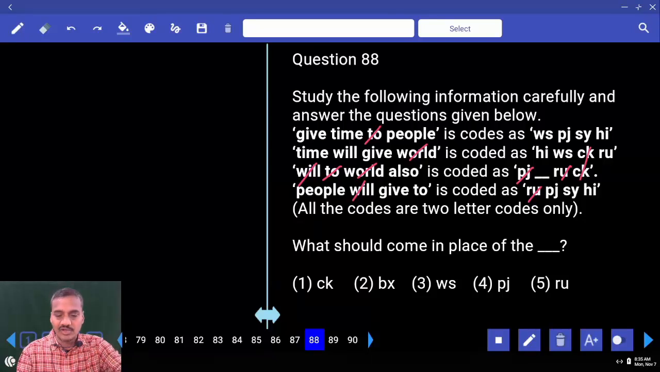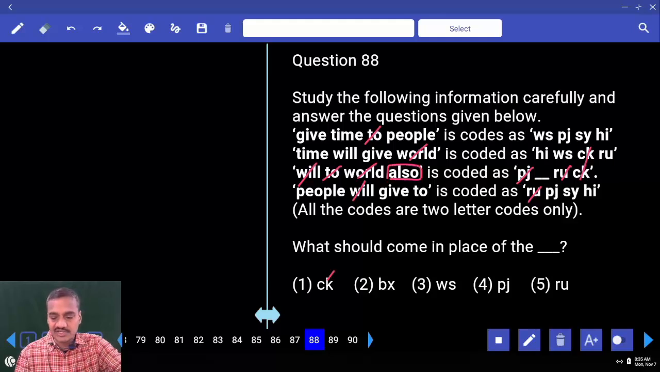And a different code for also. Only also is left here, and it is not common with anything else. Hence for this also we need to have a different code. CK cannot be the code. BX, is there a chance? Yes, BX can be the code. WS is here, so it cannot be there. And PJ is here, so it cannot be. RU is here, it cannot be. Hence what is your answer? Choice 2, 88.